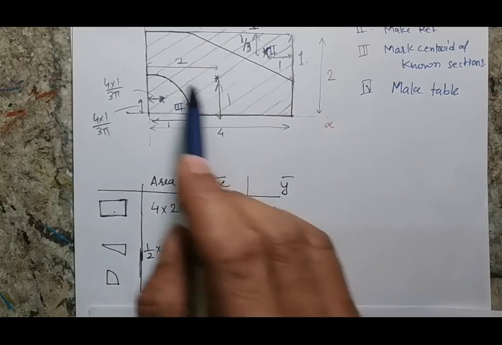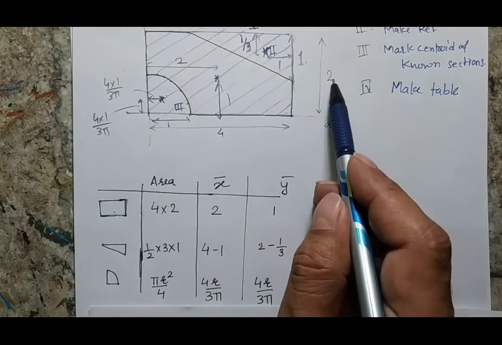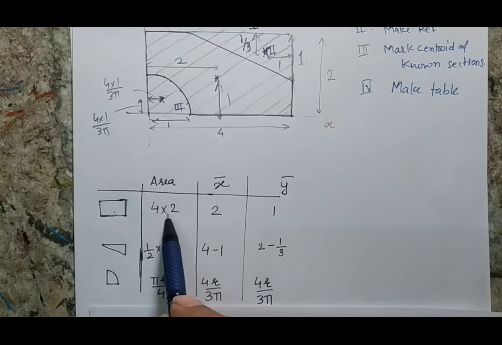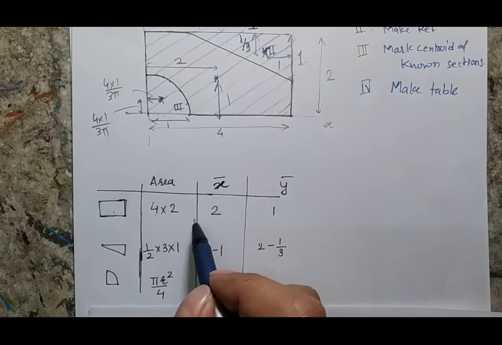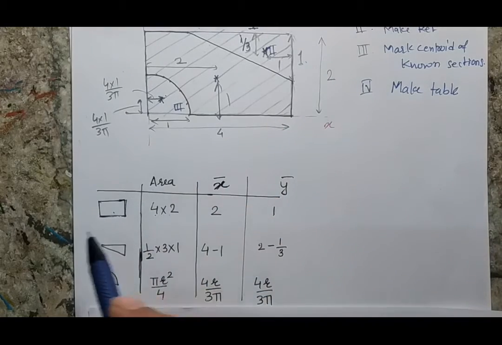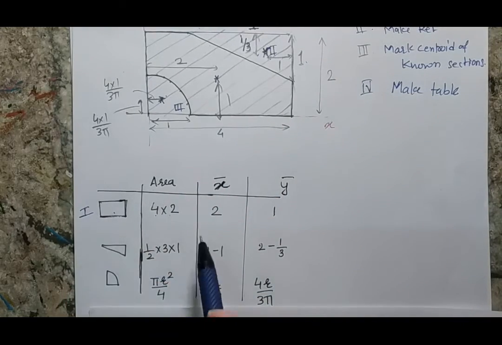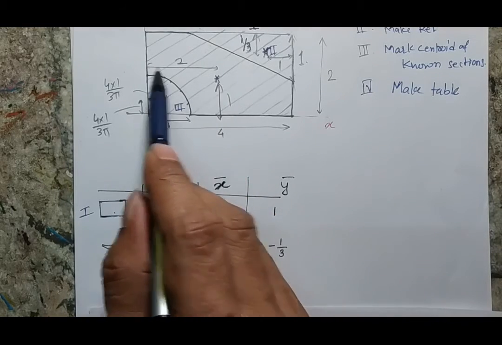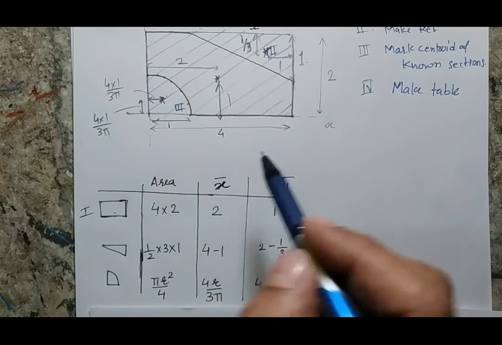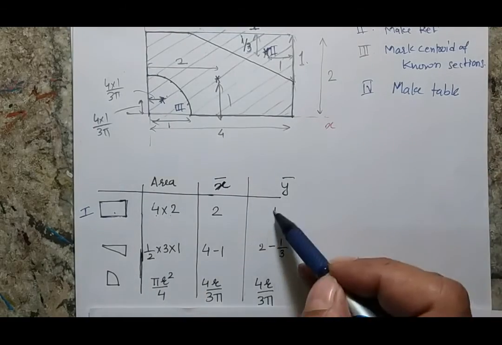I know that the larger rectangular body has a side 2 into 4. So the area will be 4 into 2. Now I will put the centroid of the individual rectangular body, which is my area number 1, and I have already defined the area centroid on this figure, so its x position is 2. Similarly, its y position is 1.